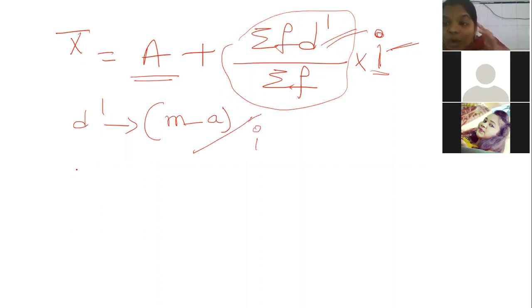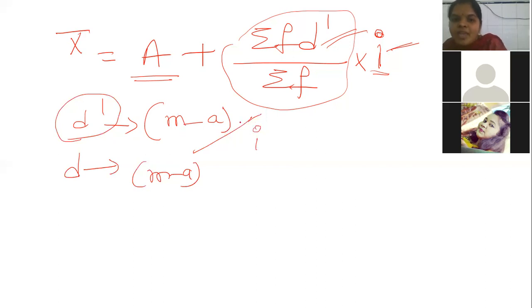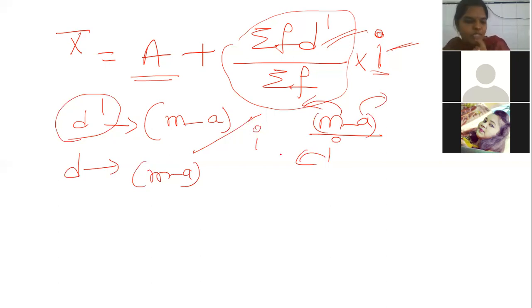So previously what we used to take, small d is deviations of midpoints from the assumed mean, right? Here we are going to calculate d dash. So for that the formula is m minus a divided by i. Just write down m minus a divided by i. Here i is the class interval, m is the midpoint, a is the assumed mean. Are you clear, everyone? Yes, ma'am.